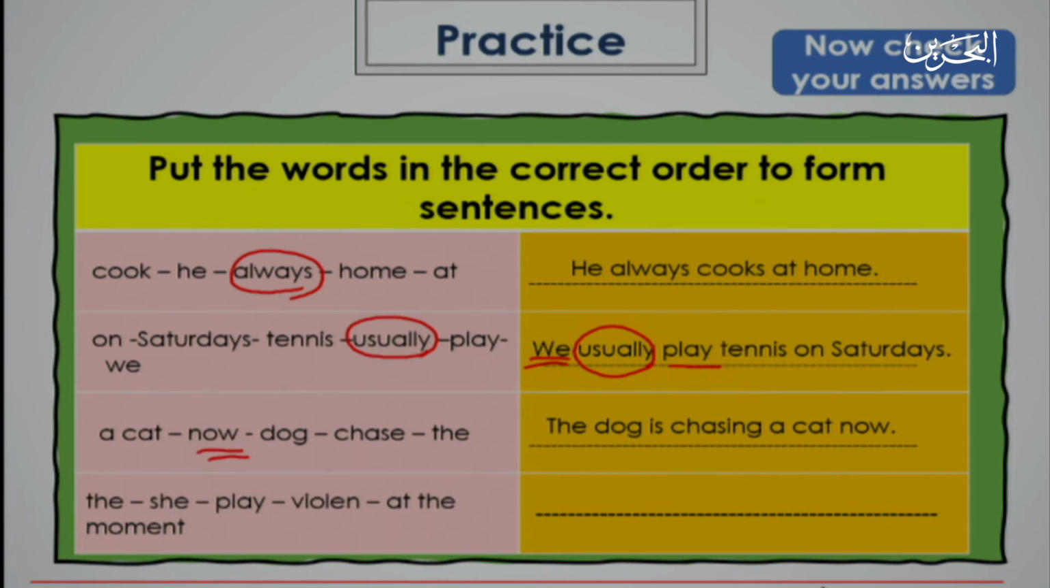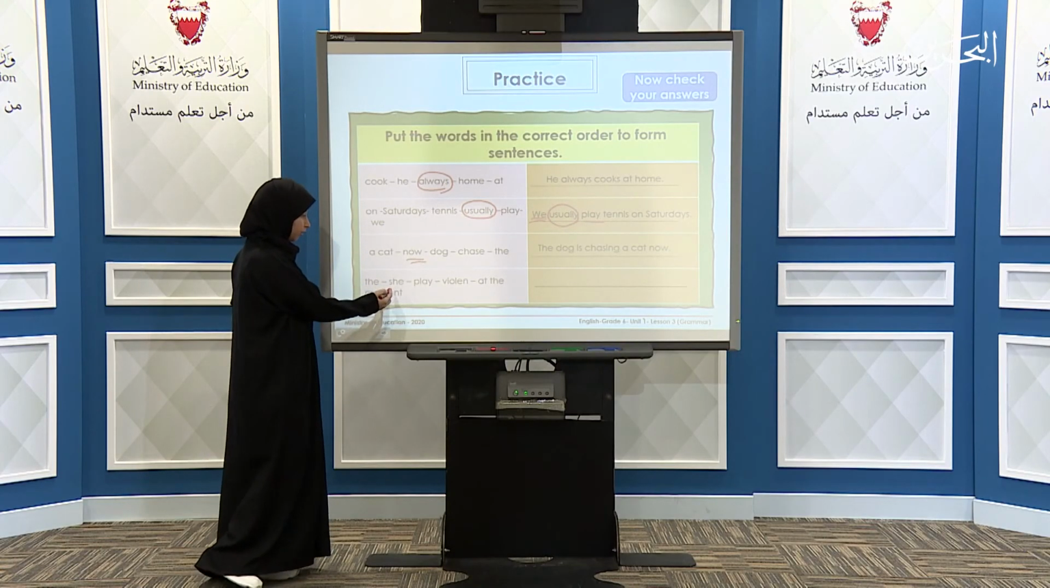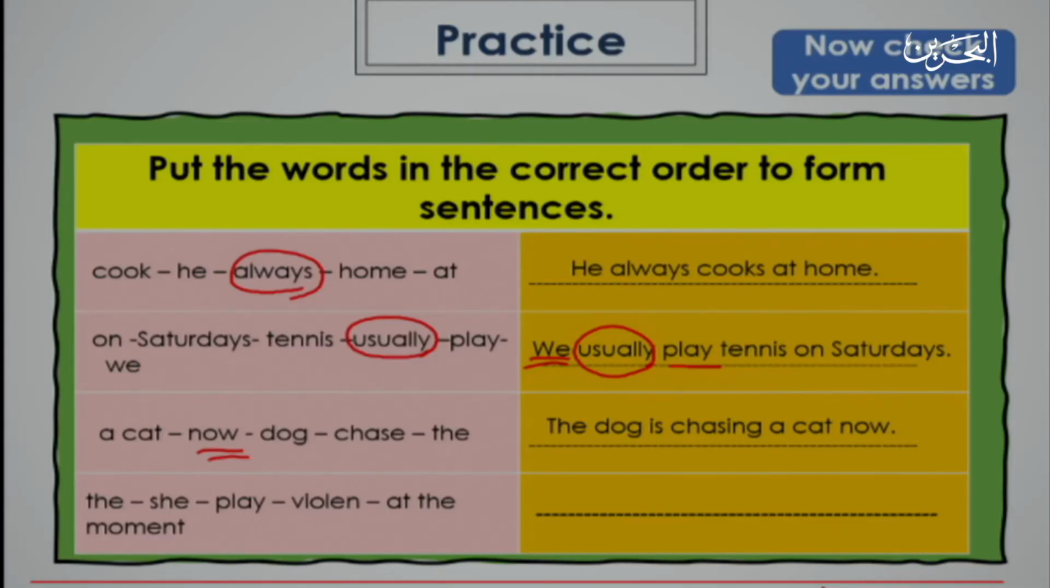Number 4: she, play, violin, at the moment. Since we have got the time marker at the moment, we have to use the present continuous form. That's right. She is playing the violin at the moment.